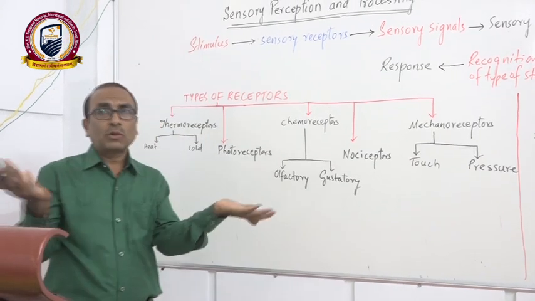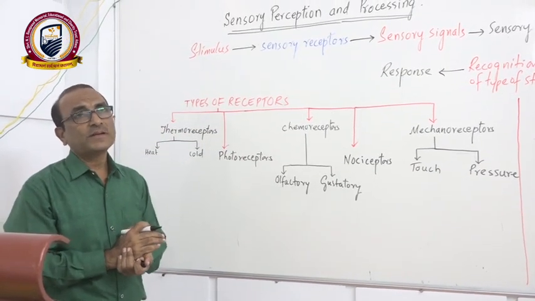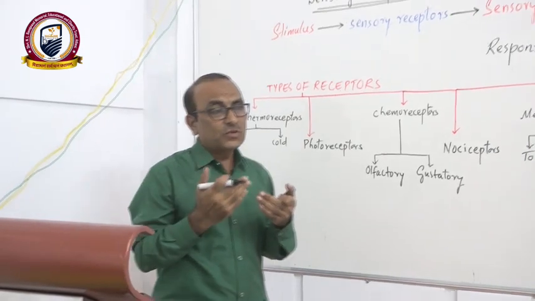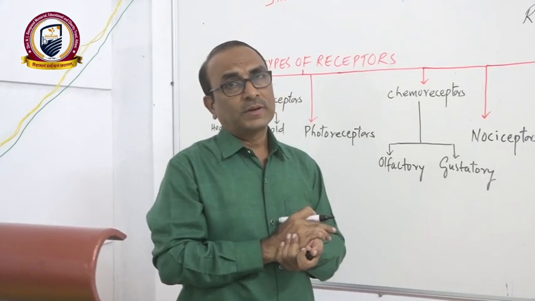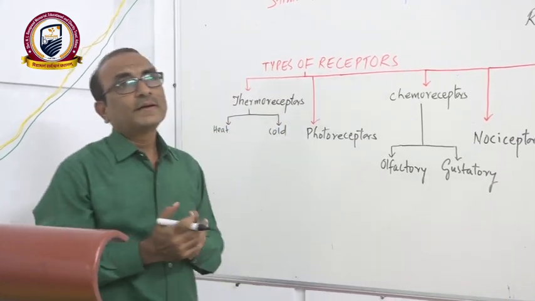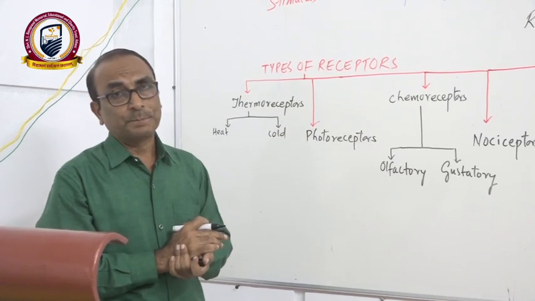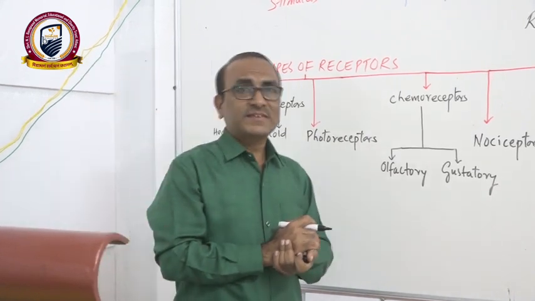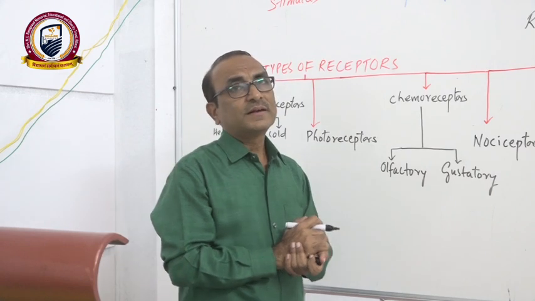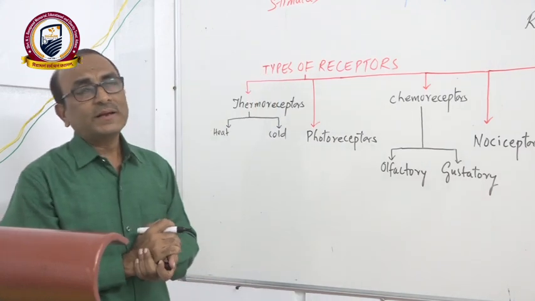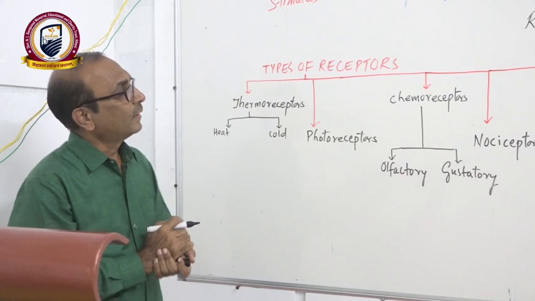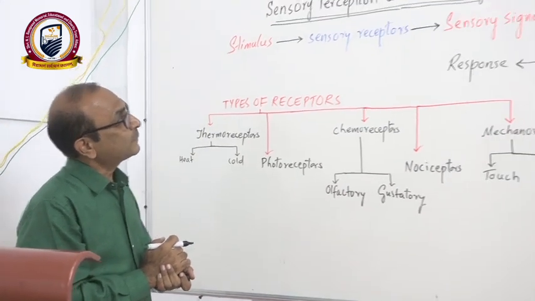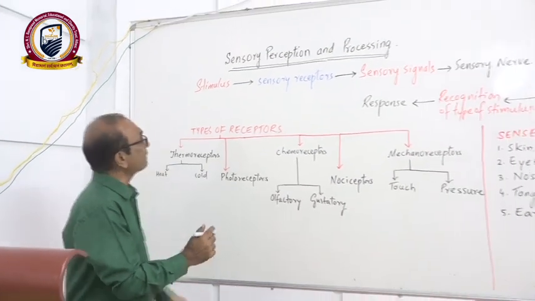The changes in the surroundings, whatever is happening, are called stimuli, and our body responds to these stimuli. For that purpose we have a perfect sensory system which contains the receptors and sense organs, which are connected to the central nervous system. Now let us take up how sensory perception and processing takes place.